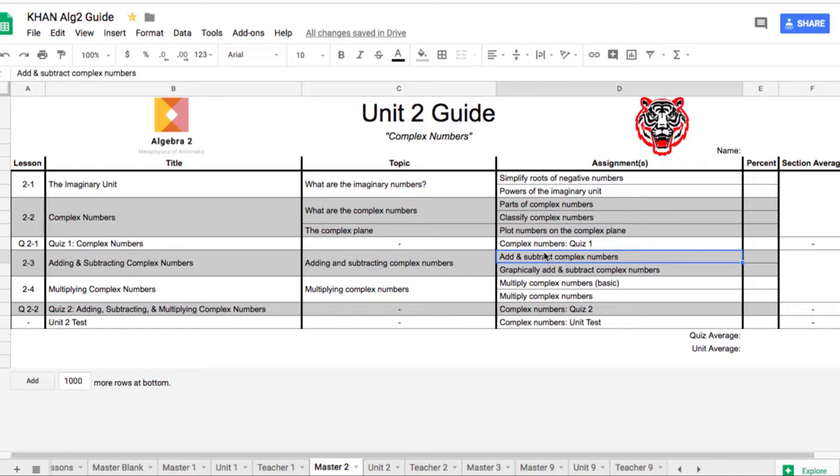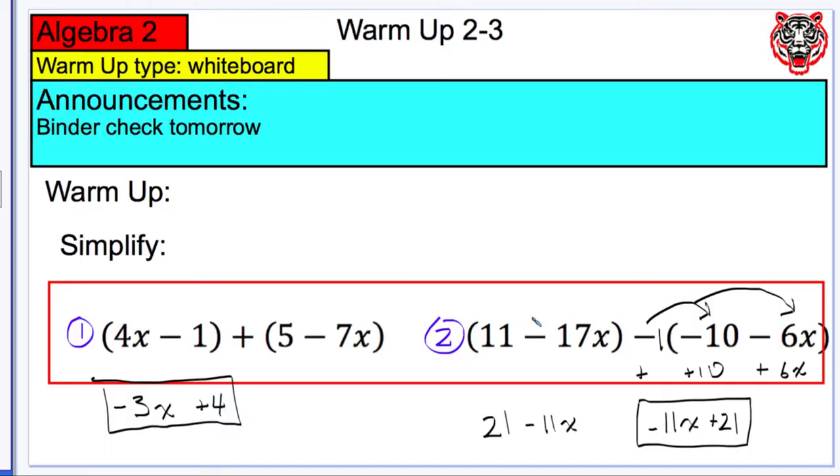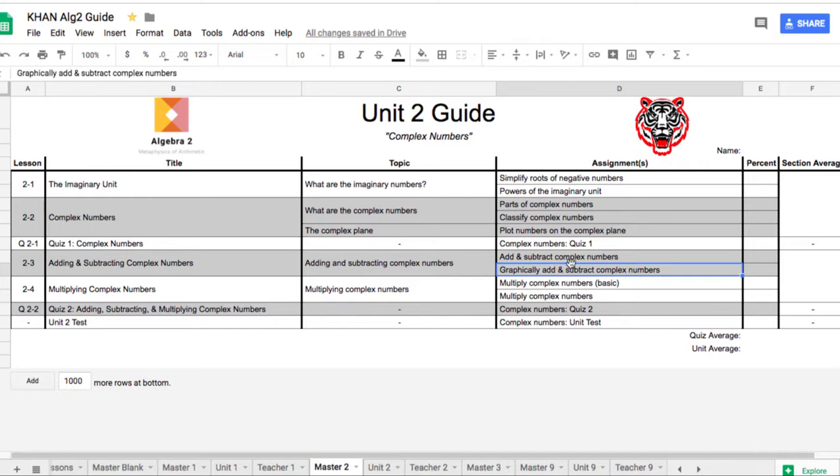This first homework assignment you might need a whiteboard for, because it's kind of like the same work that we just did for the warm-up. So if you could do this in your head, you probably don't need whiteboards. If you couldn't do this in your head, you will need whiteboards. And then graphically add and subtract numbers. That will be a little bit more confusing, and whiteboards are less useful in this one.